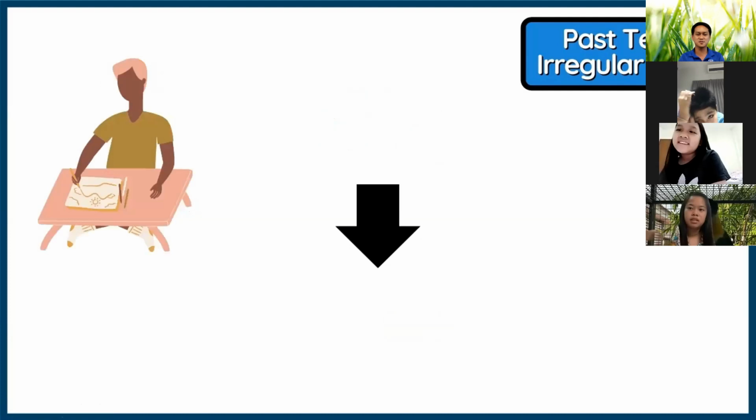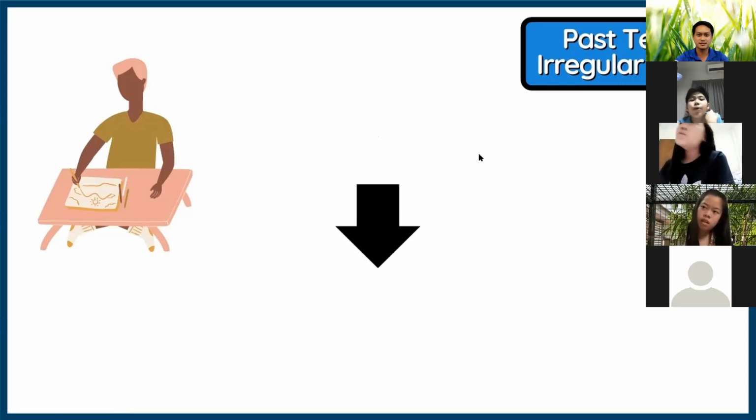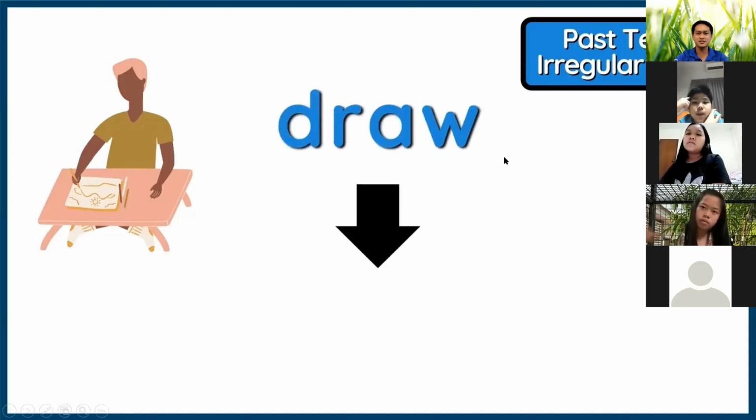What is this verb? Okay, you have to wait. Draw. Okay, draw. Can you spell the word draw? D-R-A-W. And what is the past tense for the verb draw?